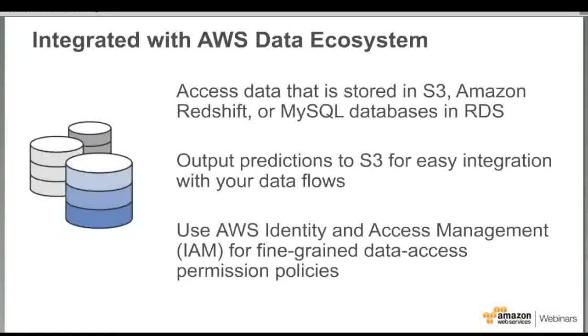Predictions from Amazon Machine Learning are then output to S3, and what that means is that S3 is a universal interface. No matter how your application is written, if it can read an S3 file, you can read predictions and use them in your application. And of course, there is a security layer built on top of all of this. Security is incredibly important to us at AWS. So you can use Identity and Access Management for fine-grained permission policies for who is allowed to build models, who can query the models for predictions, and so on and so forth.